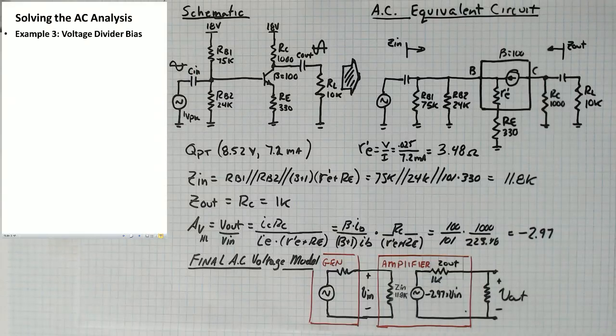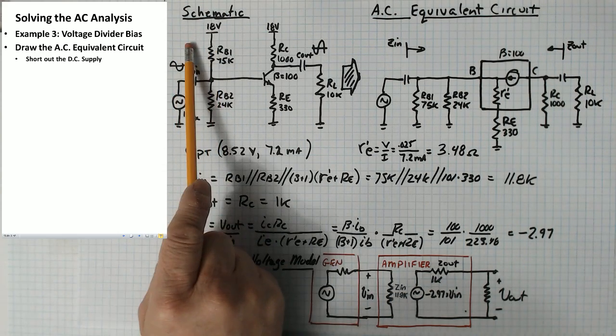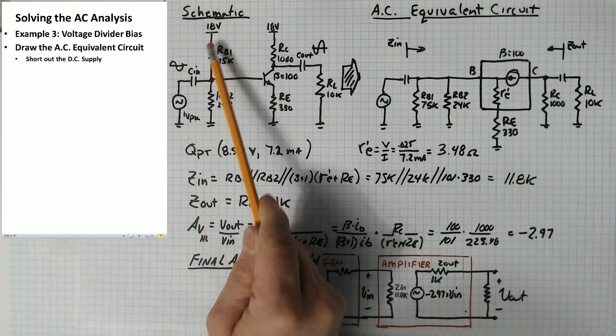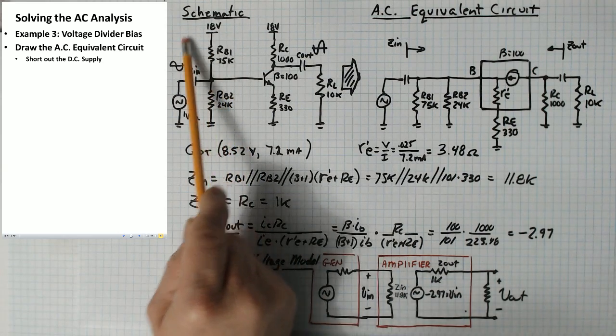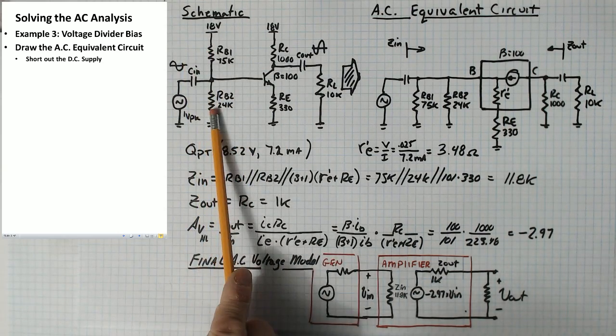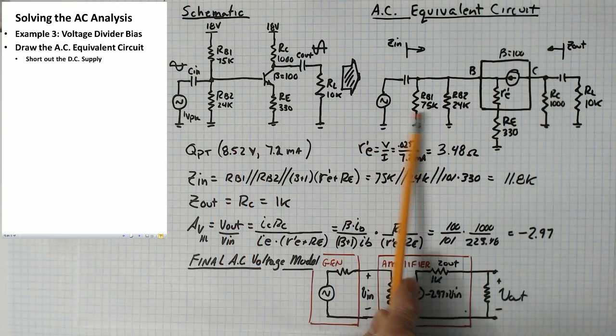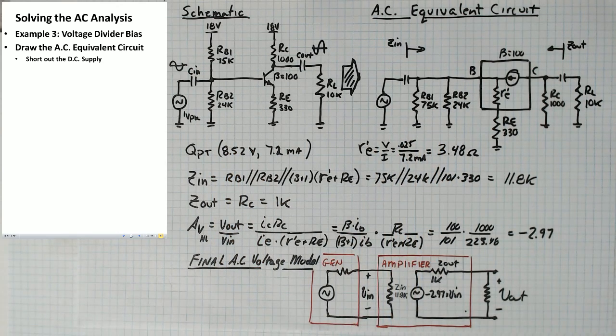Another AC analysis. This is example 3. This is the voltage divider bias circuit that we did before. First thing you do is you draw the AC equivalent circuit. You short out the DC supply, so you short out the 18 volts. That puts this resistor, if this goes to ground, then this resistor and this resistor are in parallel, which is shown here in the AC equivalent model.